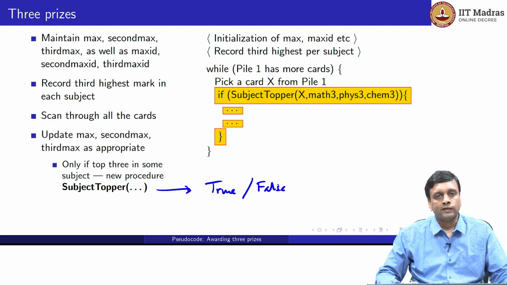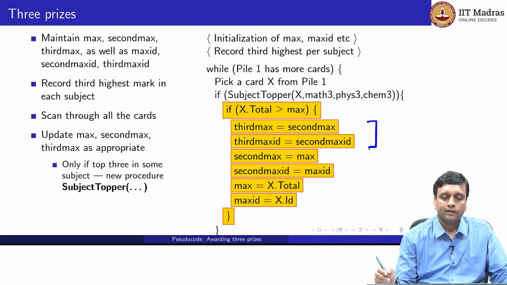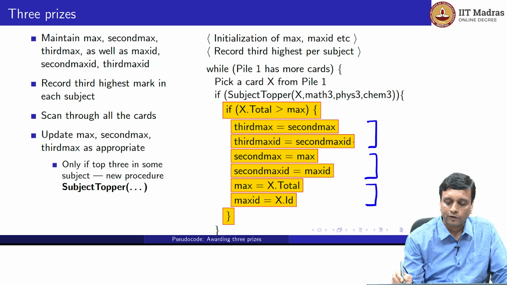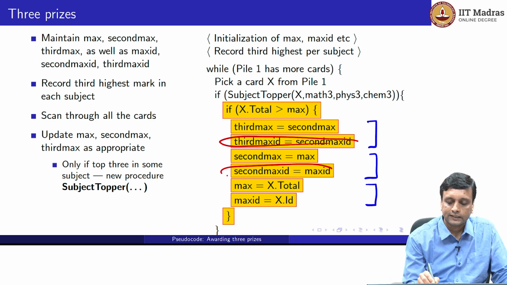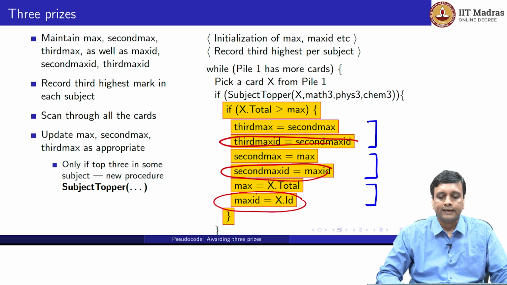If it is a subject topper, now we have to do this multi-way update depending on the total marks of this card. So the first case as before is when the total is bigger than the overall maximum. Then we have to do this 3-step thing. We first replace the third maximum values, then we replace the second maximum values, and then we replace the maximum values. But now the difference is that we also have to do this for the IDs, right? So earlier we were only dealing with the totals, now we are also replacing the IDs. So it's a slightly more involved update. Each time we have to update the marks and the ID in each category.